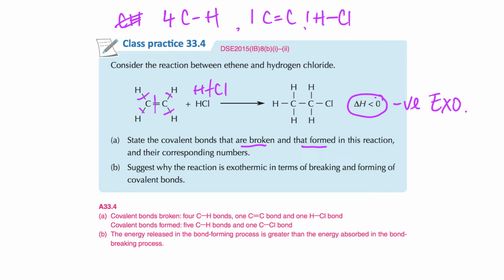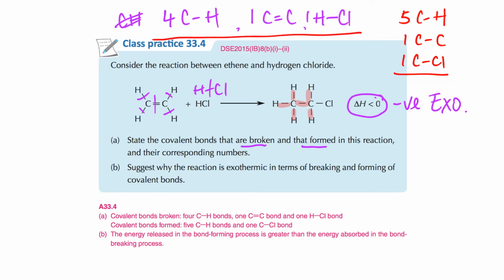For bond forming, you will have 1, 2, 3, 4, 5 C-H single bonds. You have 1 C-C single bond, and also 1 C-Cl single bond. So this is bond forming, and this is bond breaking. So you can see that your presentation will be like that.